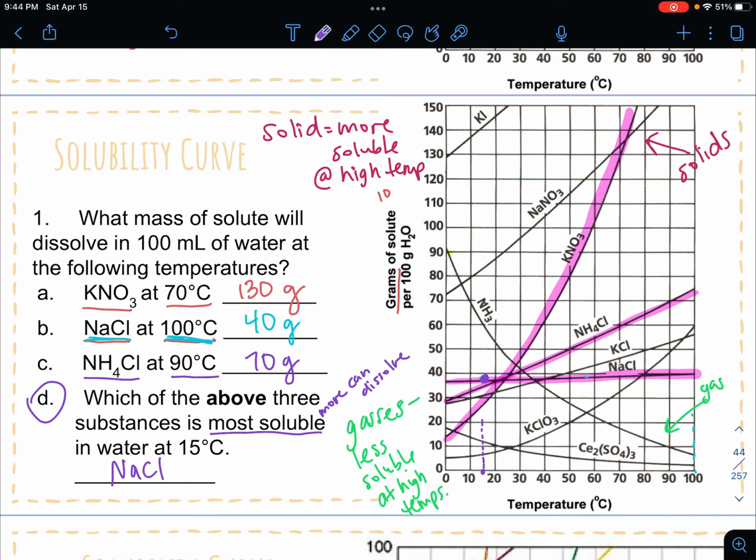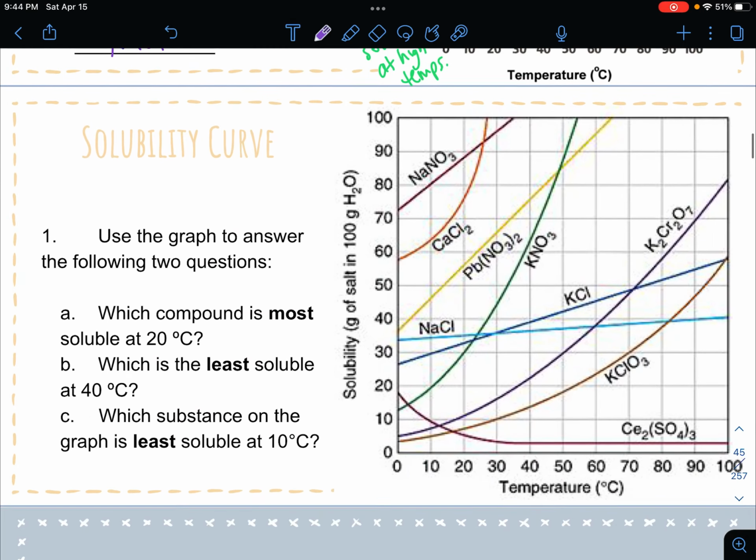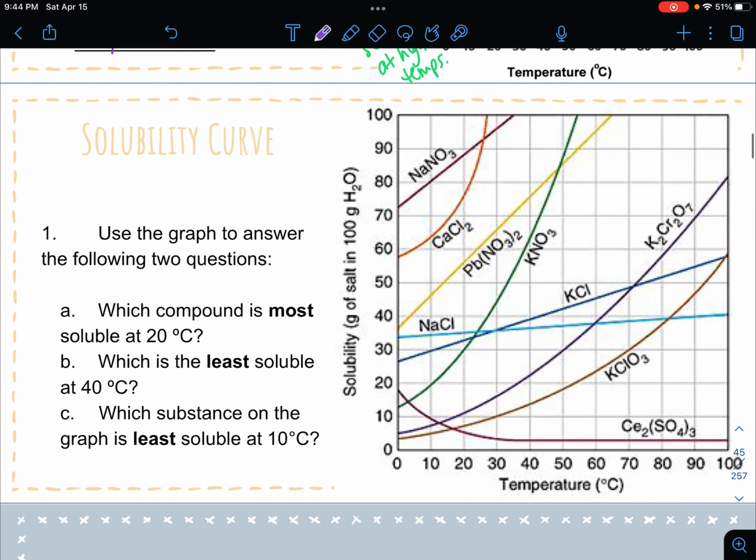Okay, and since that line for sodium chloride is higher, that means it's the most. Okay, let's look at one more of these. We'll do this one right here. Okay, B. Right, so for this one, we're going to look at this whole graph.